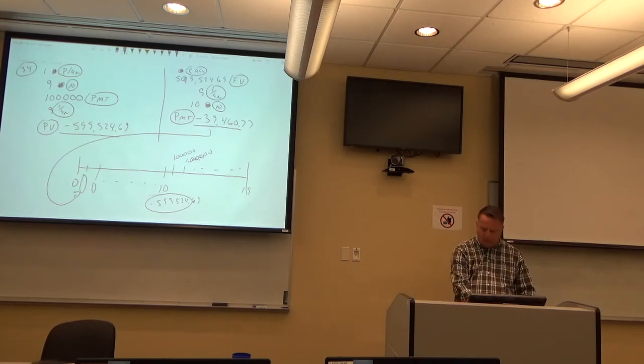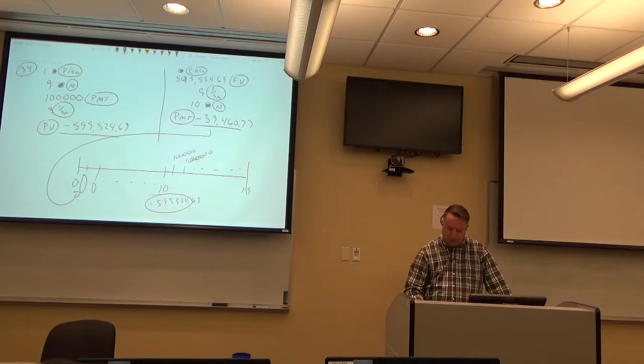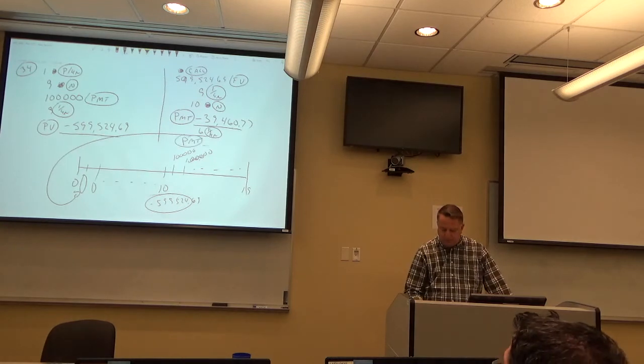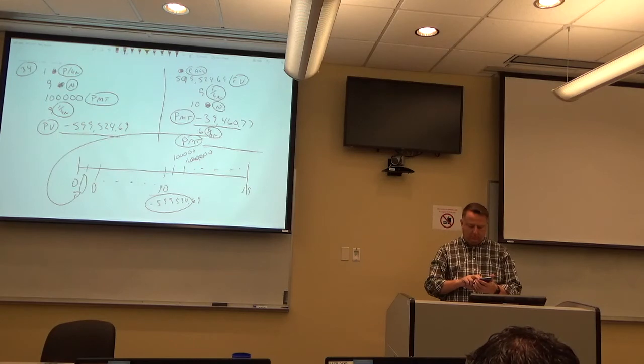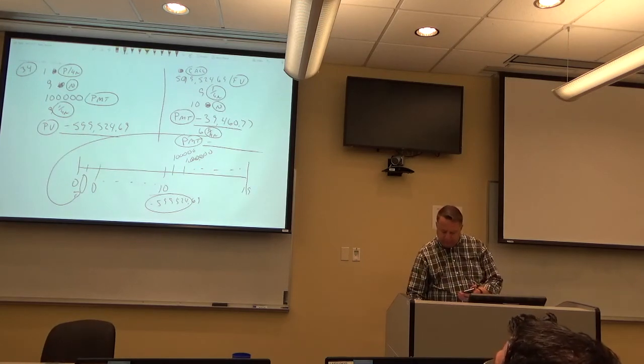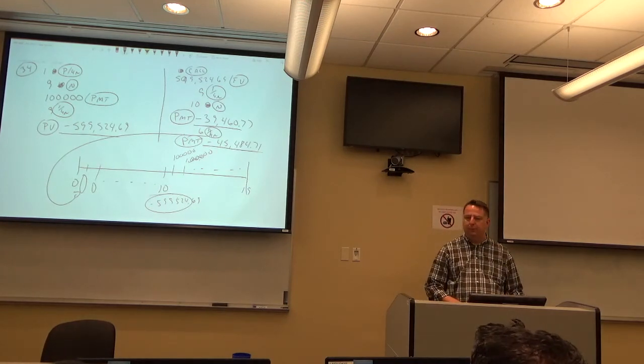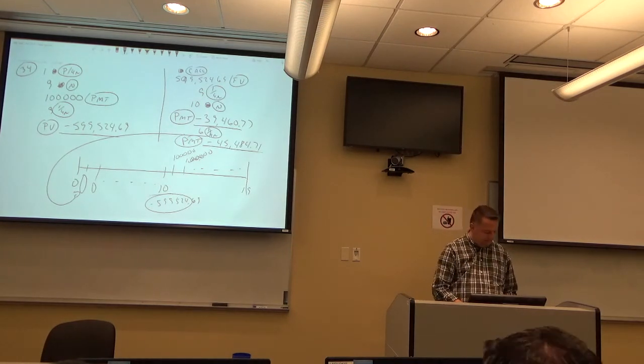All right, there, the only difference, it's actually a simple one, is you're just going to change this interest rate from 9% to 6%, and then resolve for payment. And so you're going to get $45,484.71. Okay? All right.